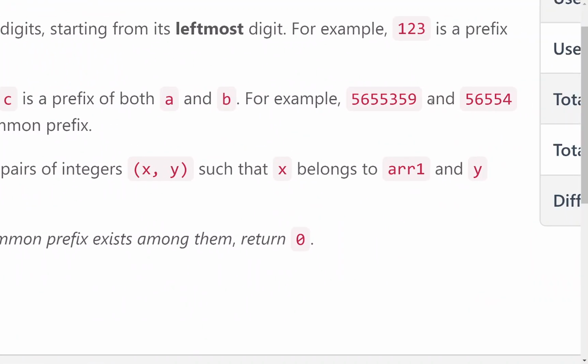Like in the example, if this is your number a and this is your number b, then if you just consider 5, it is coming as a prefix in both of them, so it is a common prefix. Similarly, 56 is also a common prefix. Similarly, 565 is also a prefix, and 5655 is also a prefix in both of them, whereas 56553 or 56554 are not common prefixes because they are not coming as a prefix in both of them.